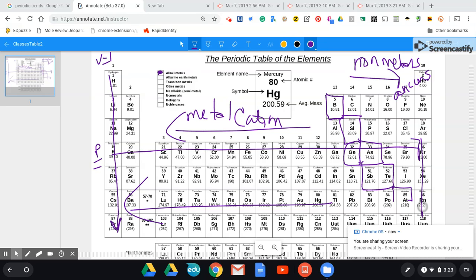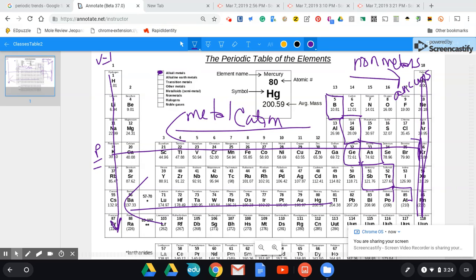These are your noble gases. What does it mean by noble gas? It means that they don't react. They have a full outer shell. Remember, all atoms are trying to get to a full outer shell. That's why they're gaining and losing electrons. These metalloids, the staircase, they have properties of both metals and nonmetals. That's why they're kind of the in-between.